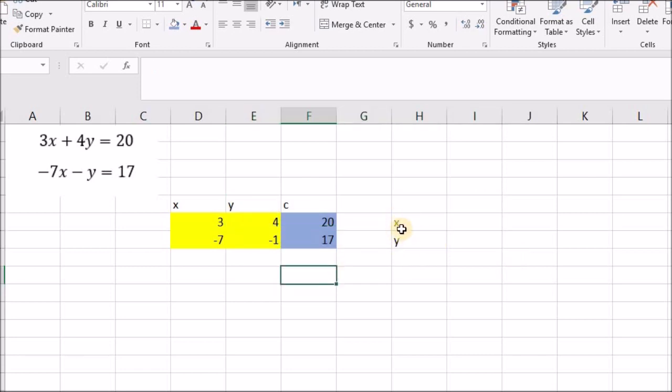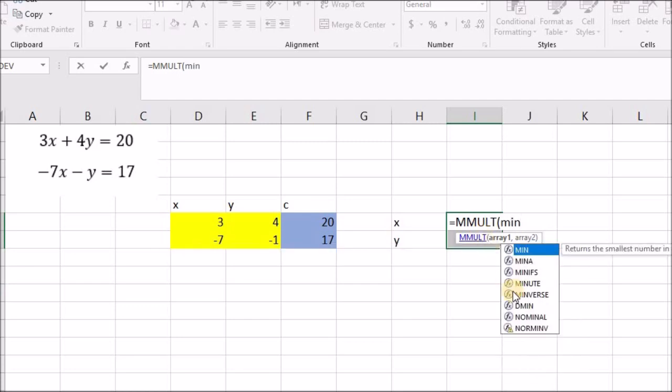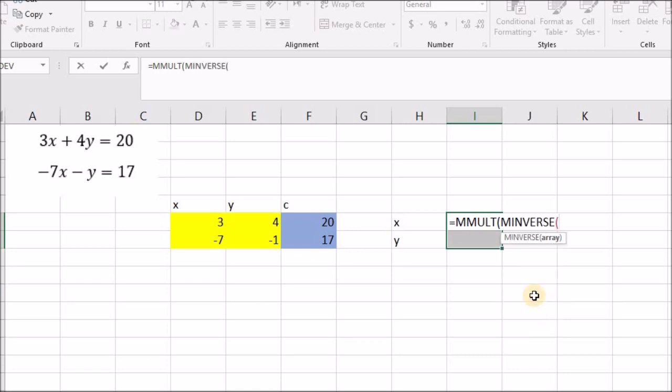The solution is going to be x and y, two values, one value for x and one value for y. To calculate that using Excel, I'm going to select two cells and then type in equal and MMULT. It will pop up for you, so double click on the function. And then we're going to use inside of it MINVERSE, which is the inverse of the matrix. So click on the function when it appears to you.